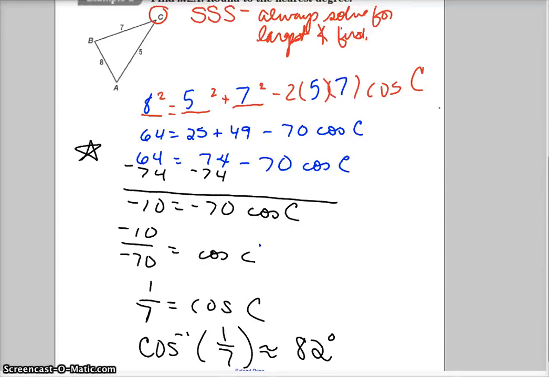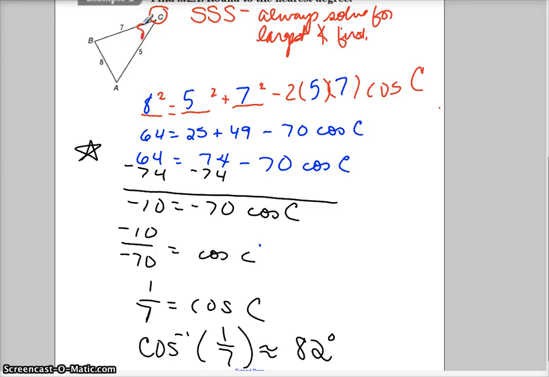So let's pick up where we left off in class today. We were solving this oblique triangle and we were finding the angle C, the angle opposite the largest side, using law of cosine. And we had just calculated that that angle was 82 degrees.